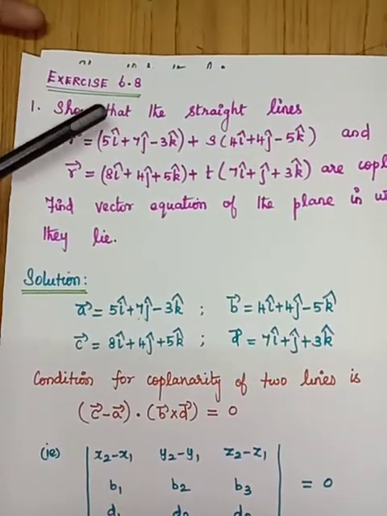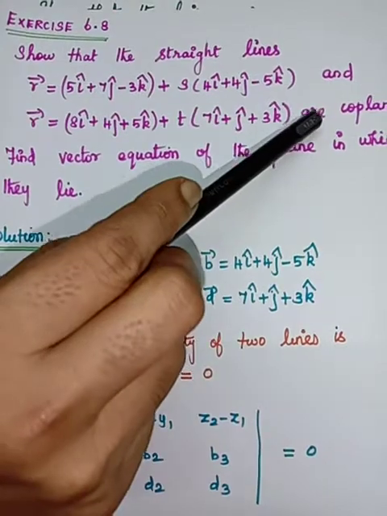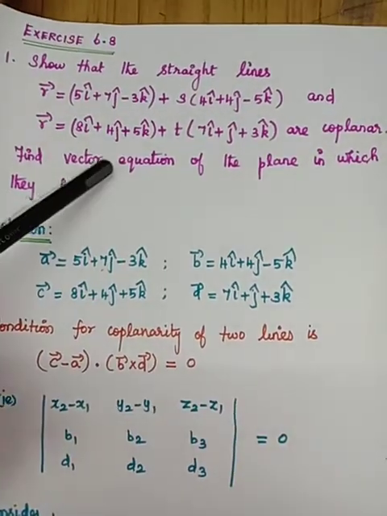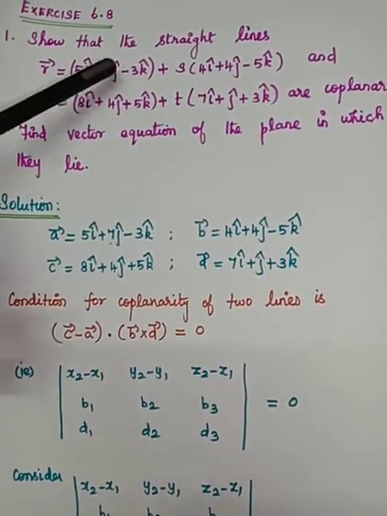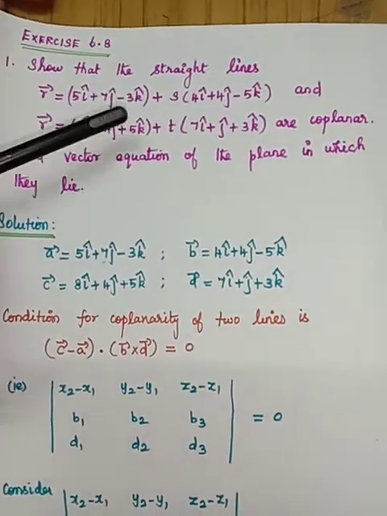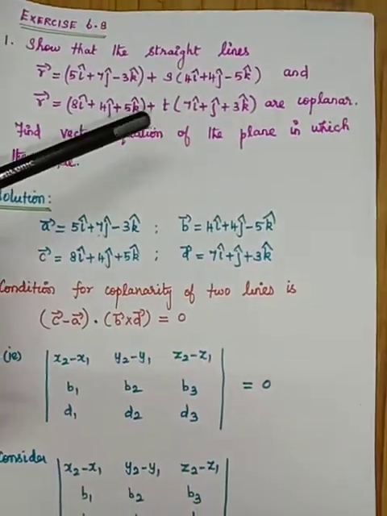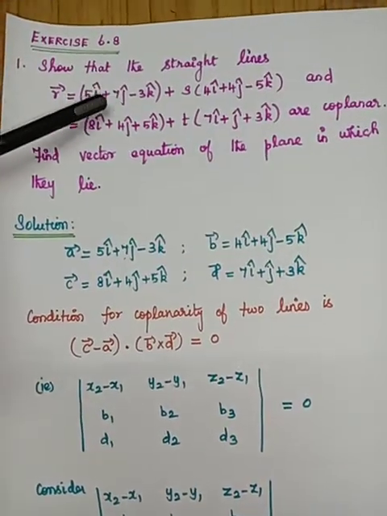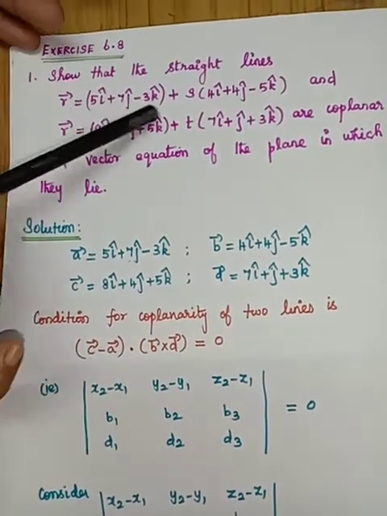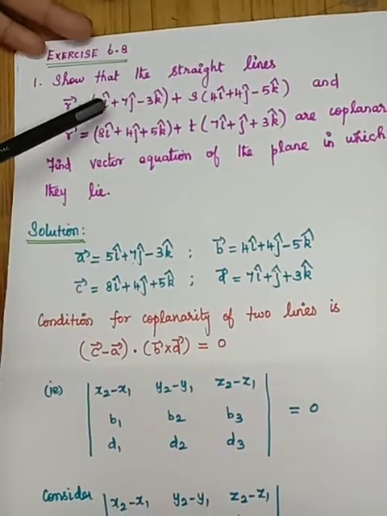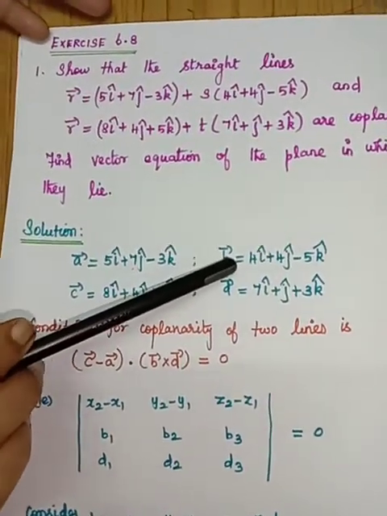First problem: show that the first straight line and the second straight line are coplanar. Find the vector equation of the plane in which they lie. So two straight lines are given. We have to show that the two straight lines are coplanar and find the vector equation of the plane where the lines lie. From the first line we have to collect A vector and B vector. A vector is the position vector of the passing point of the line and B vector is a parallel vector. So here I have written A vector, B vector from the first line.